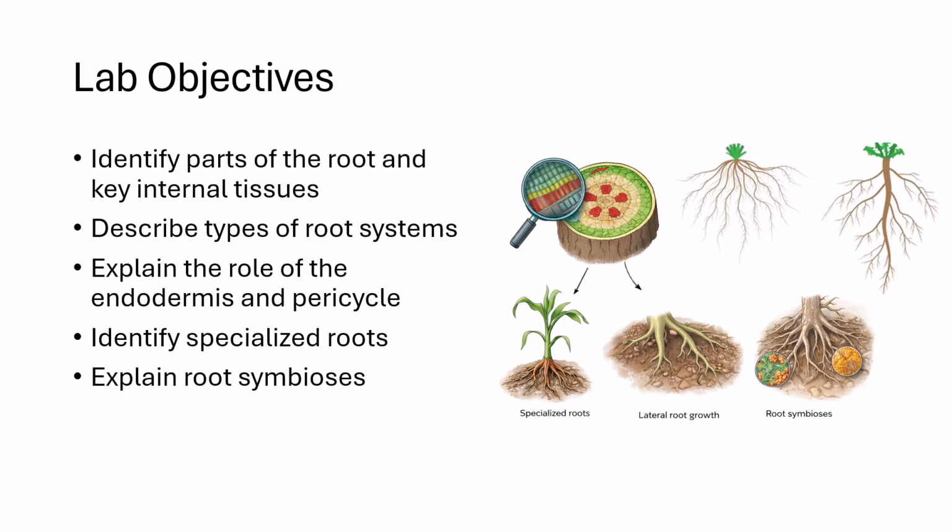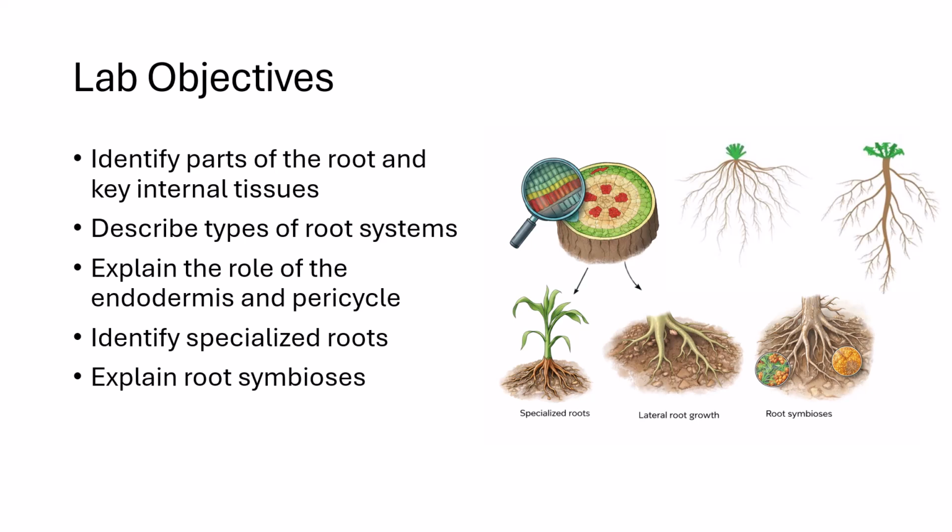Before we begin, let's take a moment to review the learning goals for this lab. By the end of this activity, you should be able to identify the major parts of a root and the key tissues you'll see in cross-section. You'll describe and compare different types of root systems like taproot and fibrous systems. You'll also focus on two especially important tissues, the endodermis and the pericycle, and explain not just what they are, but why their locations inside the root are so critical to how roots function.